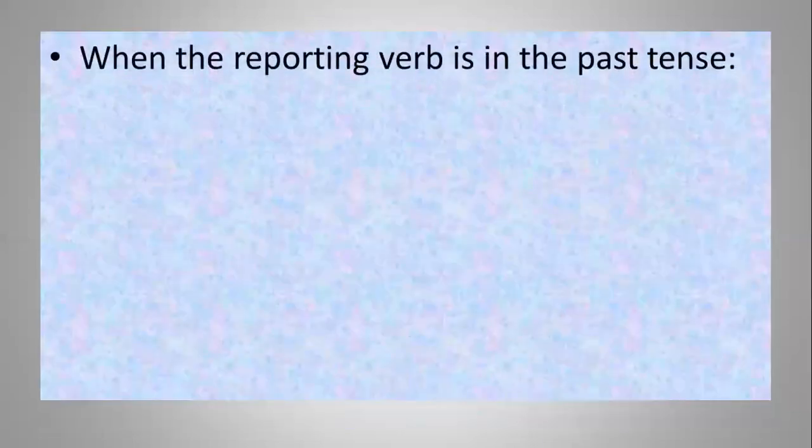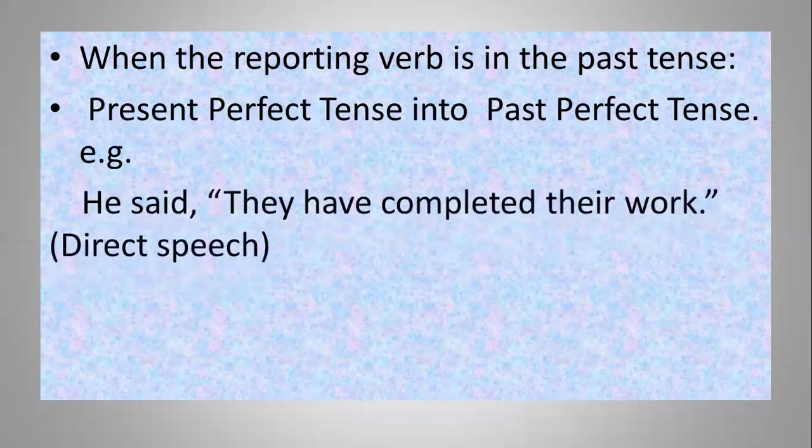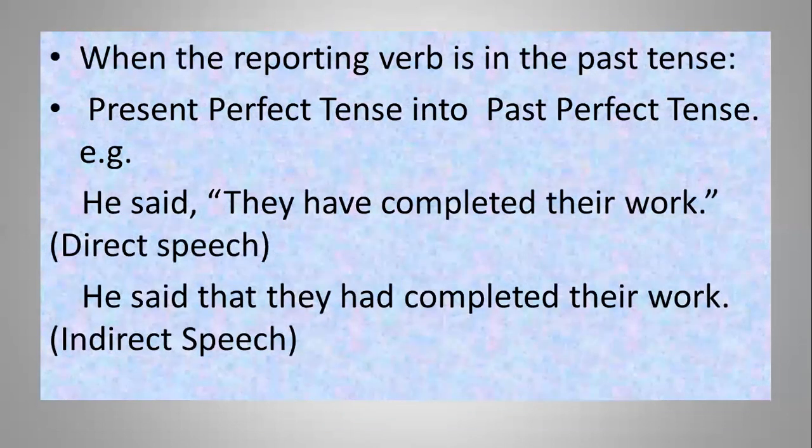When the reporting verb is in the past tense, present perfect tense changes into past perfect tense. For example, he said, "They have completed their work." He said that they had completed their work. You can see the change in the tense. "Have completed" into "had completed" because the reporting verb is in the past tense, that is "said."